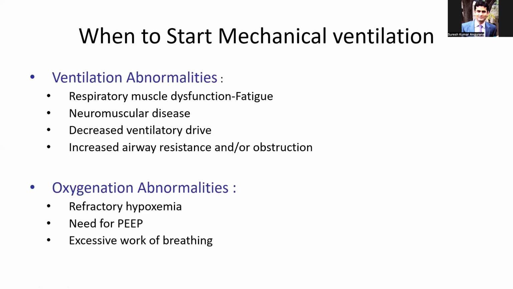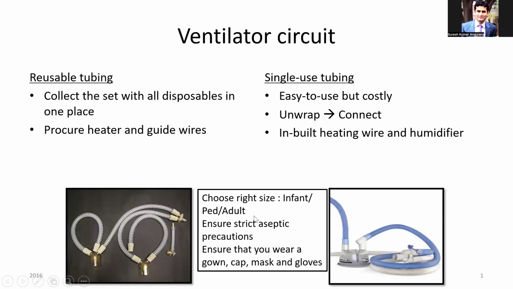When to start mechanical ventilation? Common indications are ventilation abnormalities like respiratory muscle dysfunction or neuromuscular diseases, decreased ventilatory drive common in CNS disorders, and increased airway resistance or airway obstruction. Oxygenation abnormalities include refractory hypoxemia, a need for PEEP as in patients with pneumonia and ARDS, or excessive work of breathing due to any other cause.